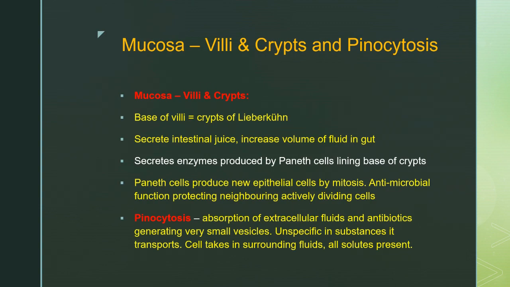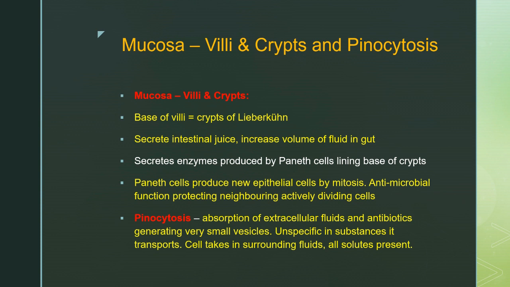They secrete intestinal juice, which increases the volume of fluid in the gut. They also secrete enzymes, which are produced by Paneth cells, and the Paneth cells line the base of these crypts. Paneth cells will produce new epithelial cells by mitosis, and they will have an antimicrobial function, which protects neighbouring actively dividing cells. And finally, pinocytosis.